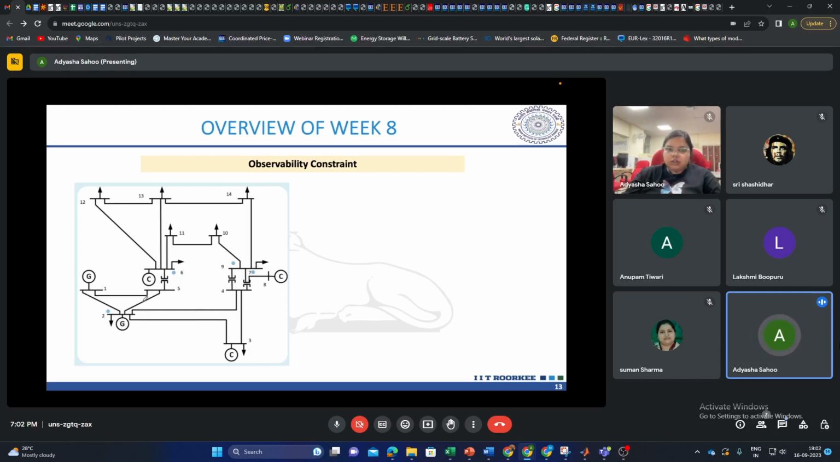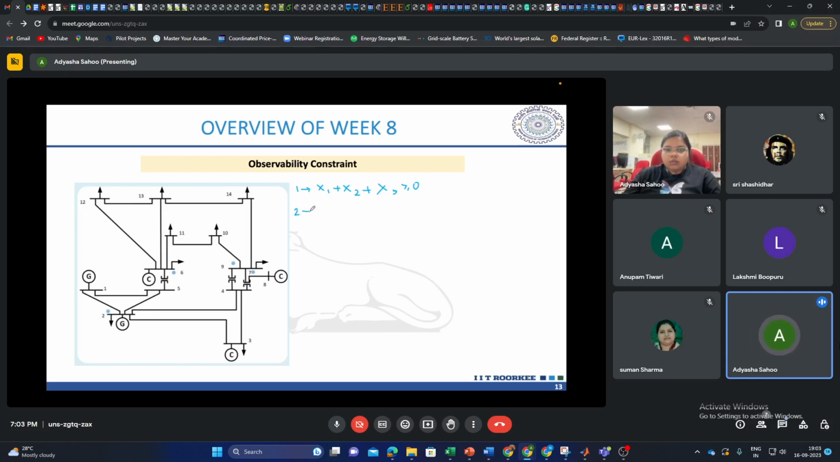So likewise, let's say for bus 1 you are writing, the observability constraint will basically be x1 plus, we have two lines terminating at bus 2 and bus 5, so x2 plus x5 should be greater than or equal to 1. This is the observability constraint for the first bus.